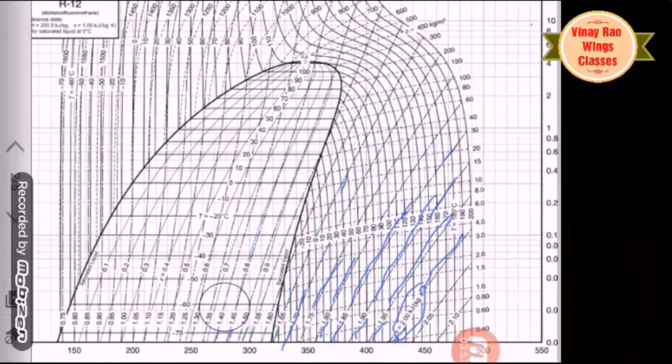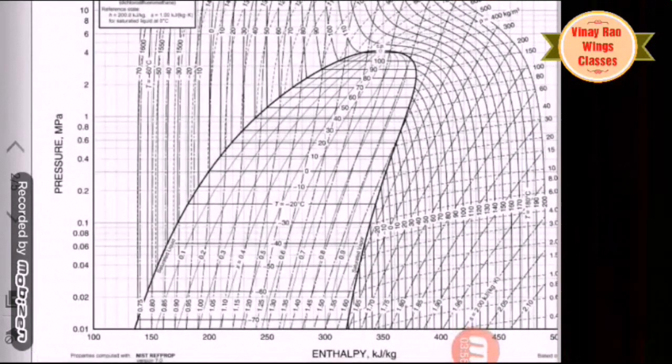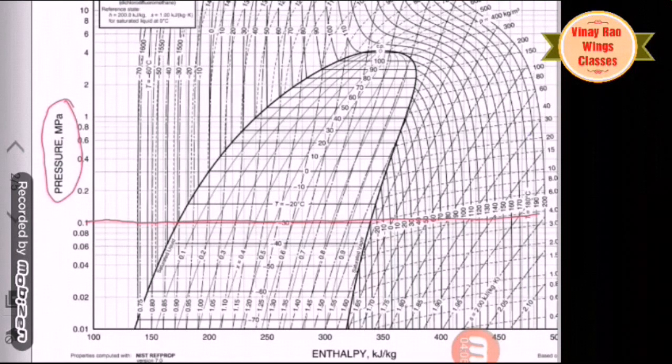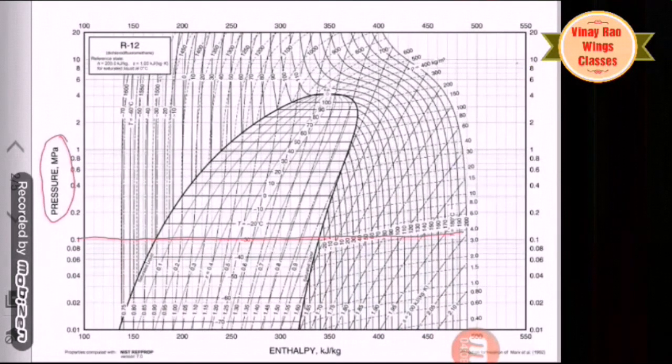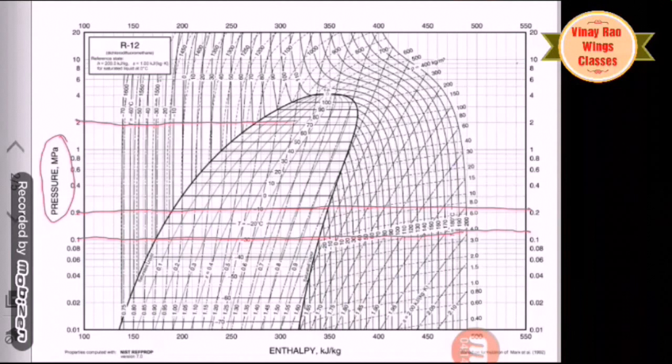So I am again explaining all the parts. I am using the red color for the constant pressure lines. These are constant pressure lines. If we are taking 2 bar, this is the 2 bar line.